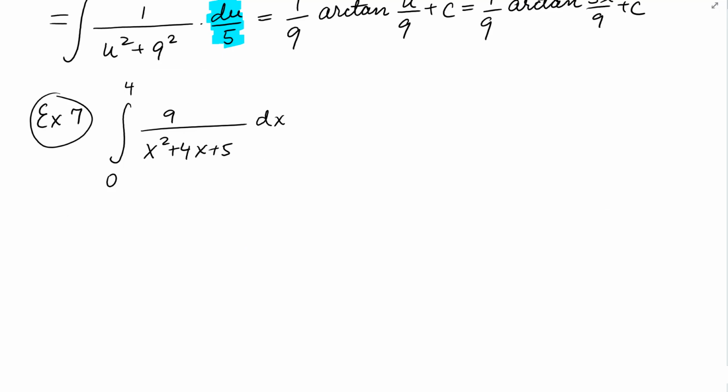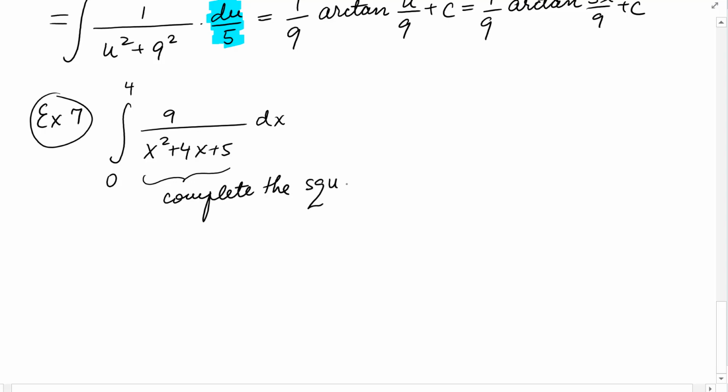Let's solve a definite integral. Integral from 0 to 4 of 9 over x squared plus 4x plus 5. Well, this is an interesting problem because we don't have formulas exactly like this. But when we see a trinomial like this, we try to complete the square. Complete the square. Now, how do we do that?